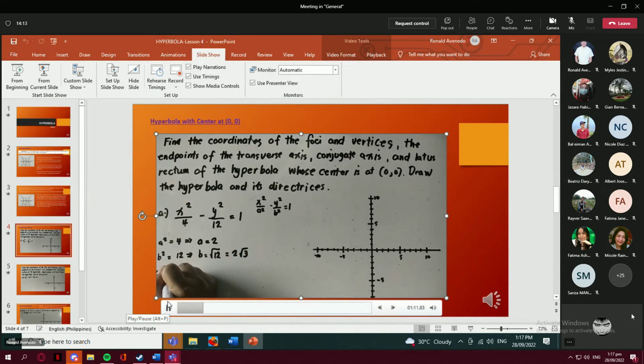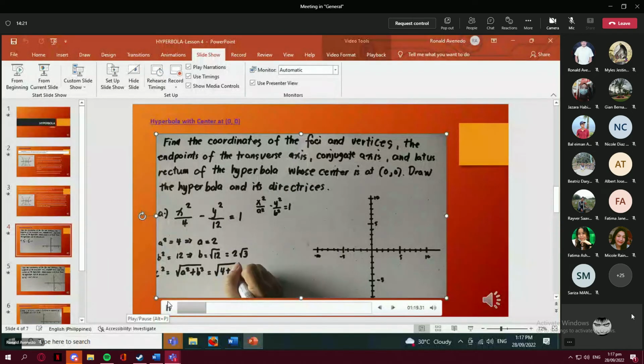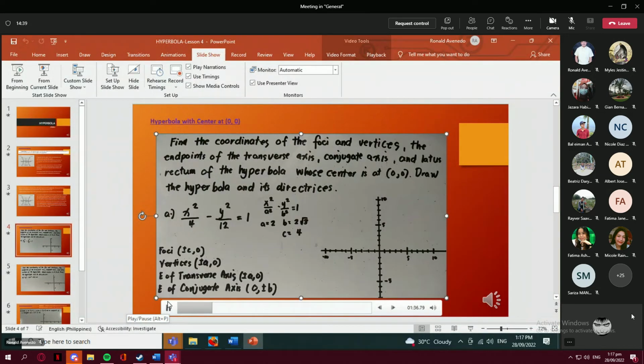Then c squared is equal to a squared plus b squared, so c is the square root of 4 plus 12, square root of 16, which is equal to 4. The values of a, b, and c are 2, 2 square root of 3, and 4. Let us find out what are asked given. Now a is 2, b is 2 square root of 3, and c equals 4.